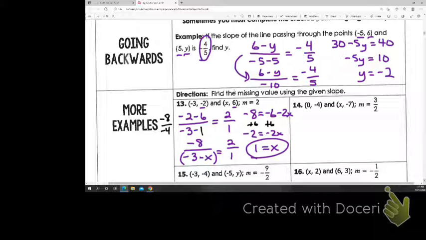So you have 3 problems at the bottom of page 27 where you are looking for the missing part. So you're going to set up the same way as we have been setting up. Subtract the y's on top, subtract the x's on bottom, equal to, well, we already know the m. So we're still plugging everything into that slope formula, but then we're using algebraic proportion, cross multiplying to solve.